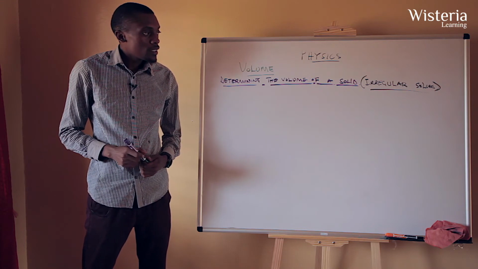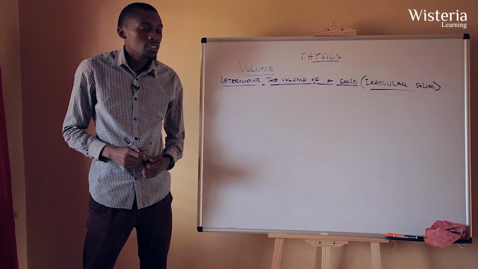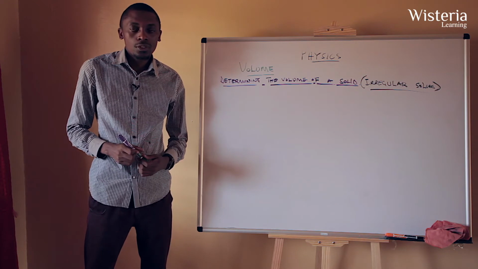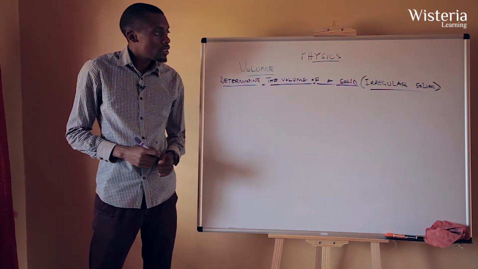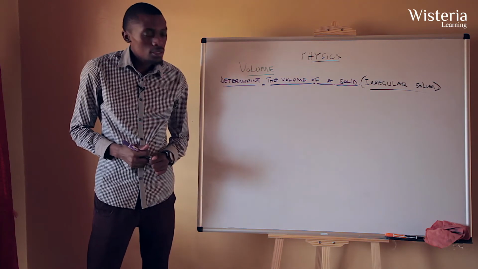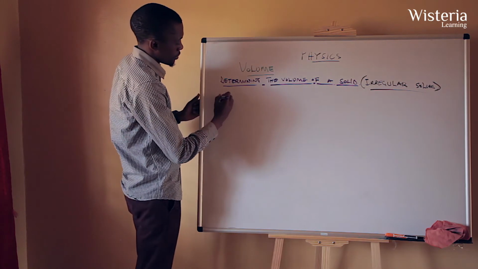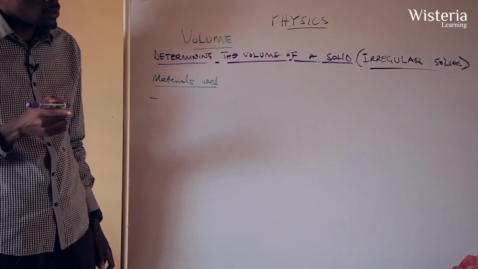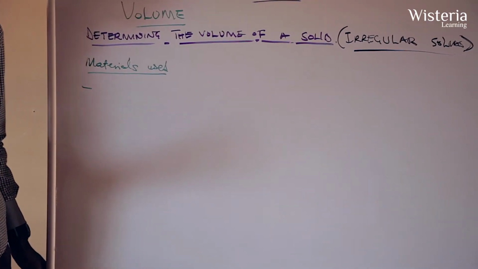In explaining how to determine the volume of an irregular solid, the notes will give a detailed explanation, and I'll speak on the main points. So now, in order to determine the volume of an irregular solid, you need the following materials. Well, you need the solid whose volume you are determining. In this case, we pick the stone.